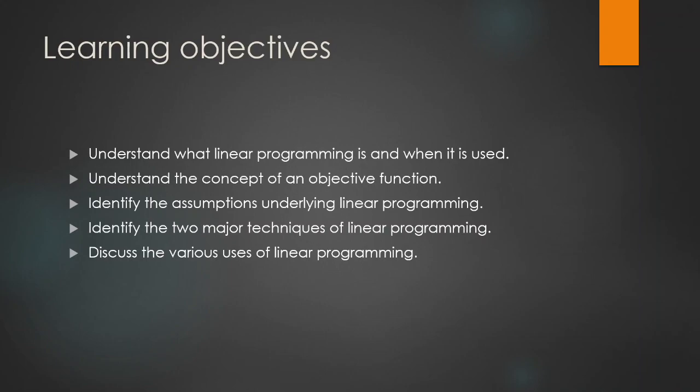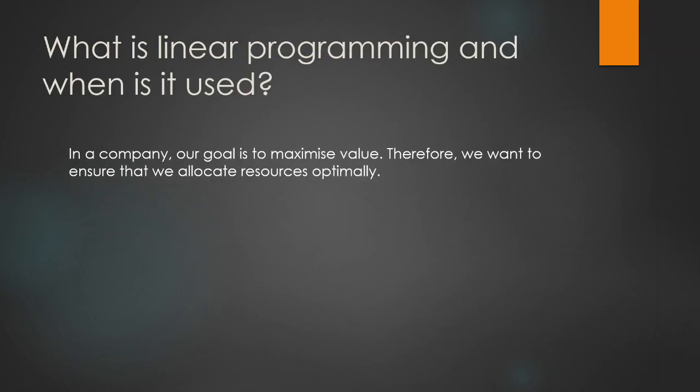First, we want to understand what linear programming is and when it is used. We then want to understand the concept of an objective function. Linear programming is based on various assumptions. We want to understand what these assumptions are. Once we have understood all these basics of linear programming, we want to briefly look at the two major linear programming techniques and when we should use them. We will work through each of these techniques in separate videos. Finally, we will discuss the various uses of linear programming for management accountants.